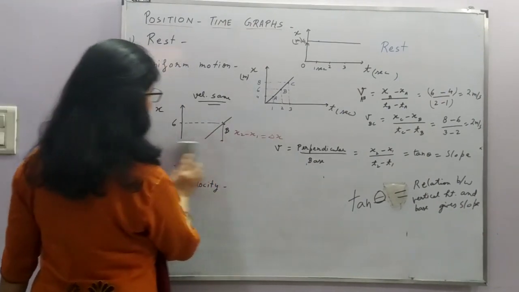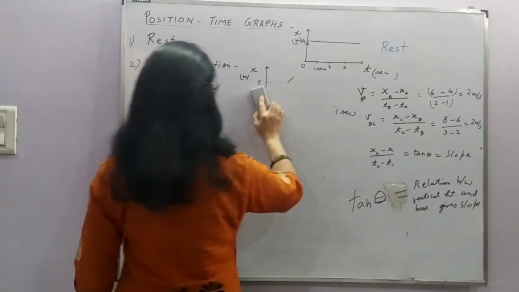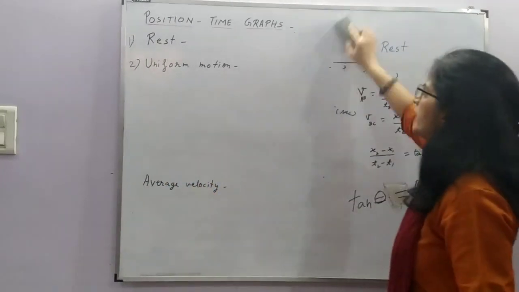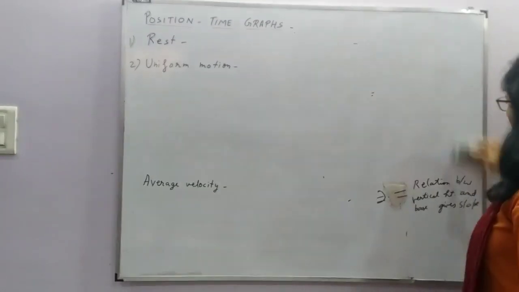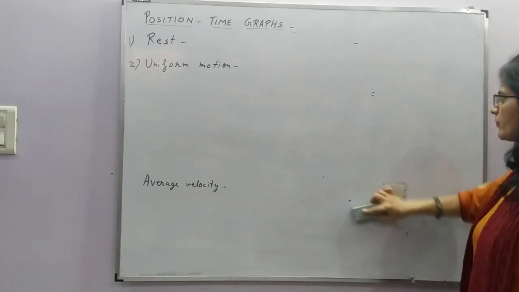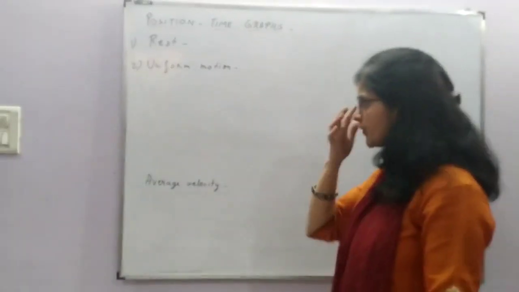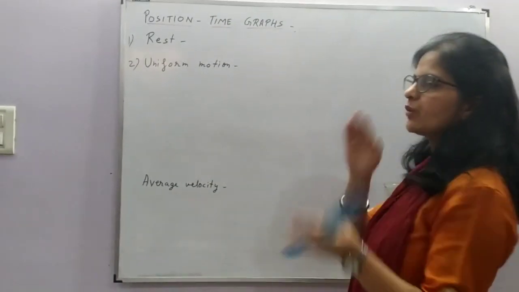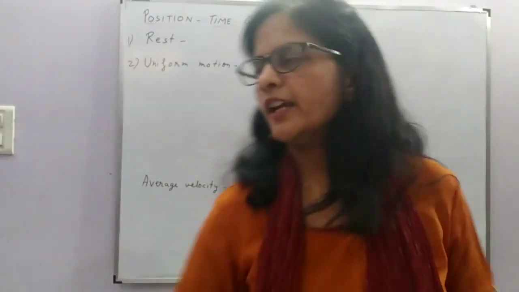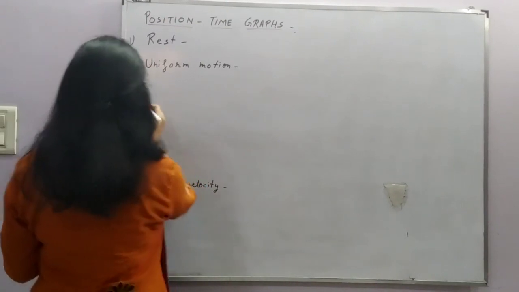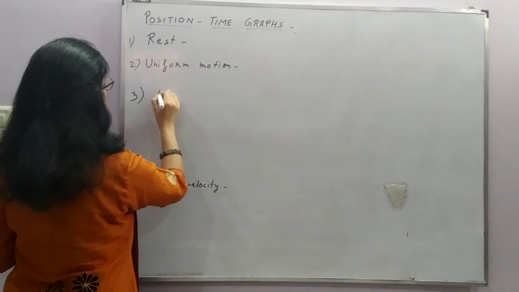So when we are considering a non-uniform motion, what do we mean by non-uniform motion? We have studied in the previous video that in non-uniform motion, a body covers either unequal distances in equal intervals of time or equal distances in unequal intervals of time, right? Both ways it is true. So if a body is in non-uniform motion, we have to consider non-uniform motion.